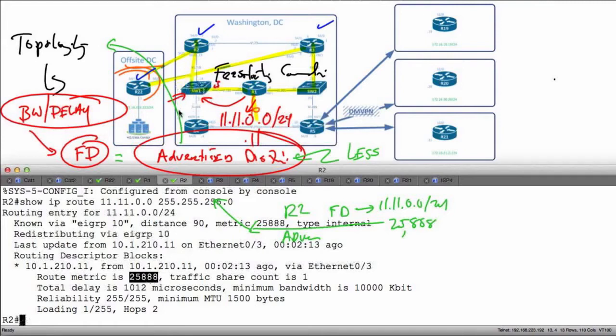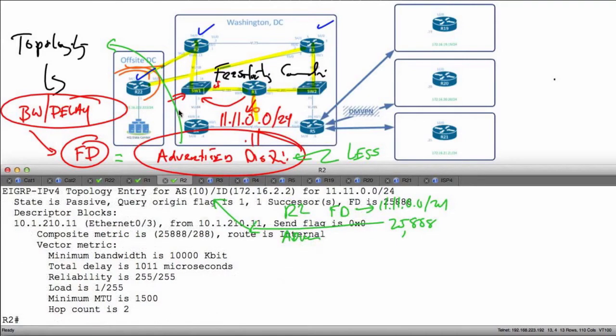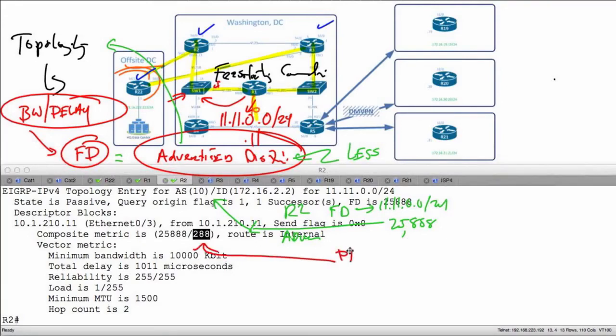Well, let's take a look at our table. Show IP EIGRP topology for 11.11.0.0/24. And what do I see? It's telling me that it's 288. So this value right here is the feasible distance on Cat 2. 288. Now what I'm doing is I'm adding my own value to that to come up with this 2588, but that's my feasible distance.